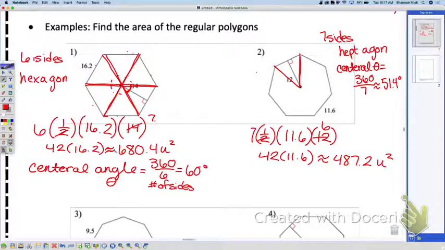So is it going to be too bad to do these, guys? No. So you want us to find the central angle and all? Yes. And you're actually going to find the perimeter too, but that's going to be pretty easy. How would I find the perimeter of this? P would equal what? 11.6 times 7. Or it'd be 11.6 plus 11.6 plus, so you just multiply. It's 81.2.